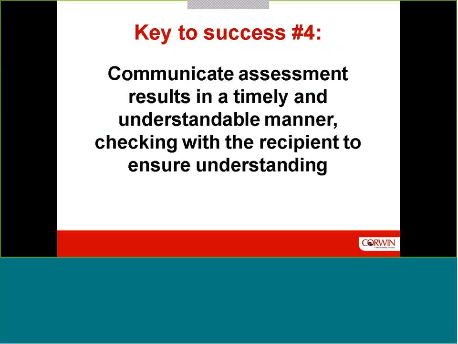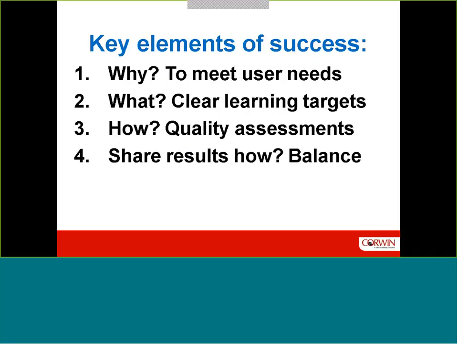Sometimes they're hard to understand anyway. So that's key to success number 4. That adds to the list. Why? To meet user needs. What? Clear targets. How? Quality assessments with results shared in a manner that fits the context of the communication.